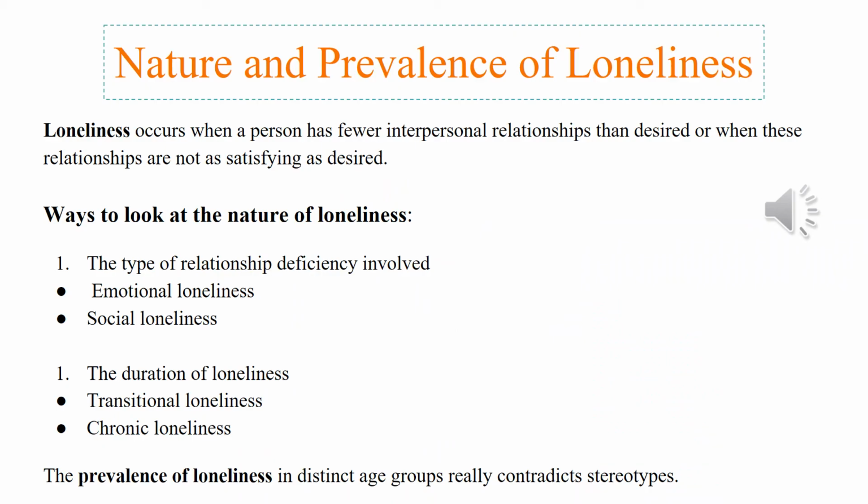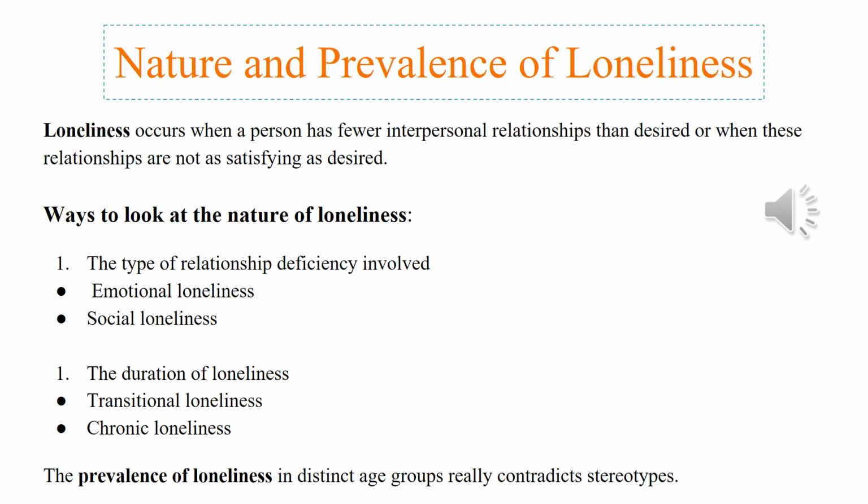The first subcomponent under loneliness is the nature and prevalence of loneliness. Loneliness occurs when a person has fewer interpersonal relationships than desired or when these relationships are not as satisfying as desired. Ways to look at the nature of loneliness: the type of relationship deficiency involved, which includes emotional loneliness and social loneliness. Emotional loneliness develops from the lack of an intimate attachment figure, for example, a young child being away from his or her mother.